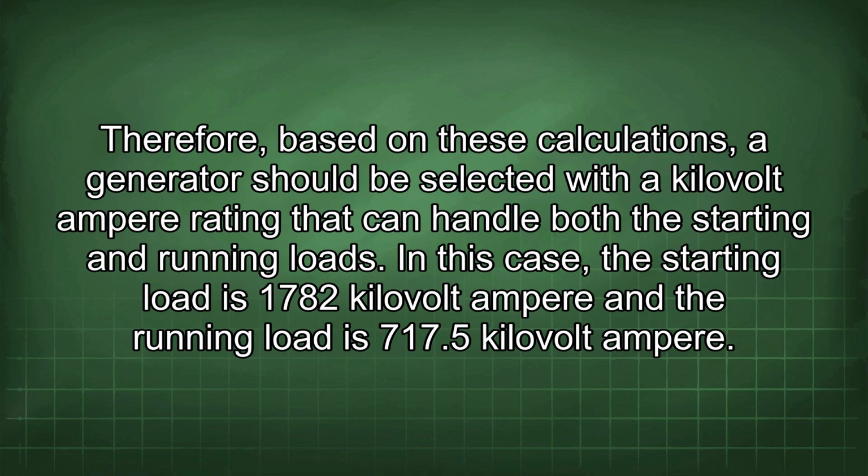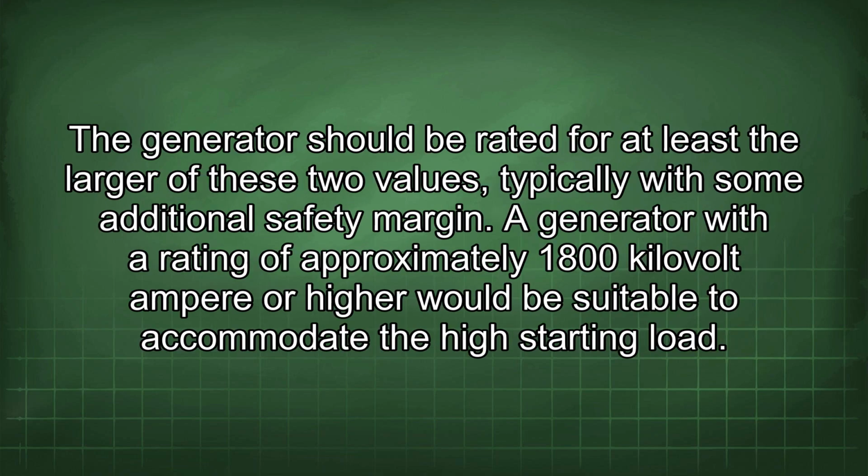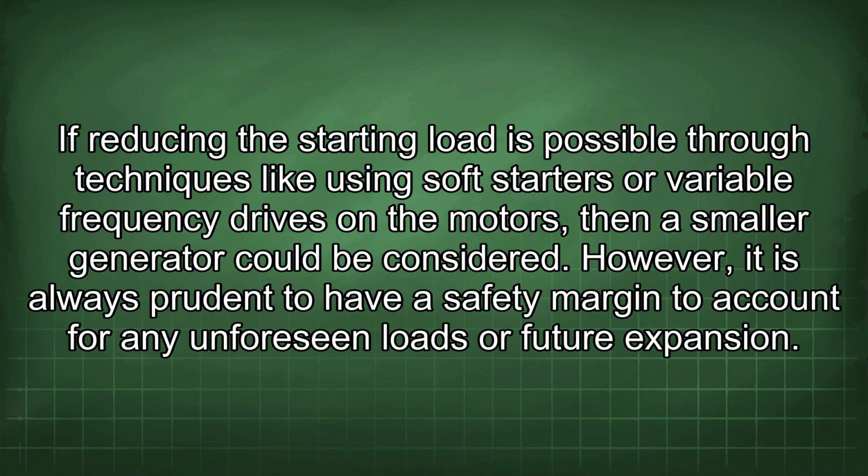Therefore, based on these calculations, the generator should be selected with a kilovolt-ampere rating that can handle both the starting and running loads. In this case, the starting load is 1782 kilovolt-ampere and the running load is 717.5 kilovolt-ampere. The generator should be rated for at least the larger of these two values, typically with some additional safety margin. A generator with a rating of approximately 1800 kilovolt-ampere or higher would be suitable to accommodate the high starting load. If reducing the starting load is possible through techniques like using soft starters or variable frequency drives on the motors, then a smaller generator could be considered.